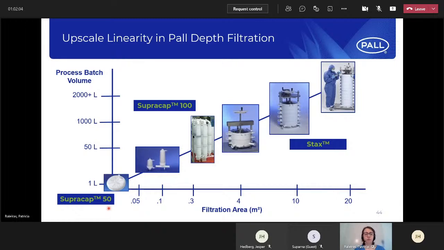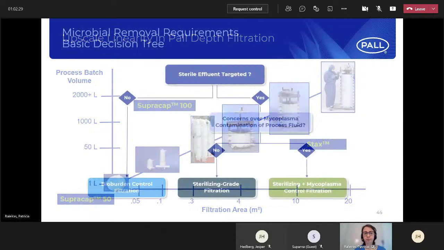So in this particular example, you have the SuperCap 50 for lab or process development, and then when you go to pilot scales or small manufacturing scales, you can have these single capsules or these big capsules in assemblies, or you can even go to the stacked capsules that then require a chassis. This is for the depth filters. Other filters can look a little bit different.